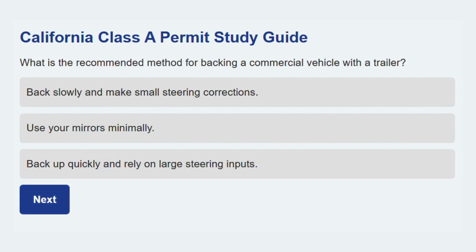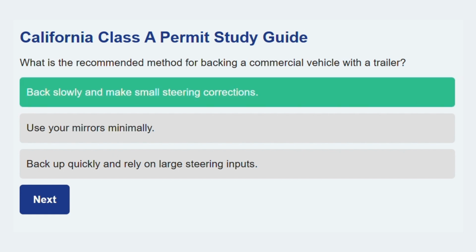And the next point. What is the recommended method for backing a commercial vehicle with a trailer? Back slowly and make small steering corrections. Smooth, gradual inputs give you more control and time to react.